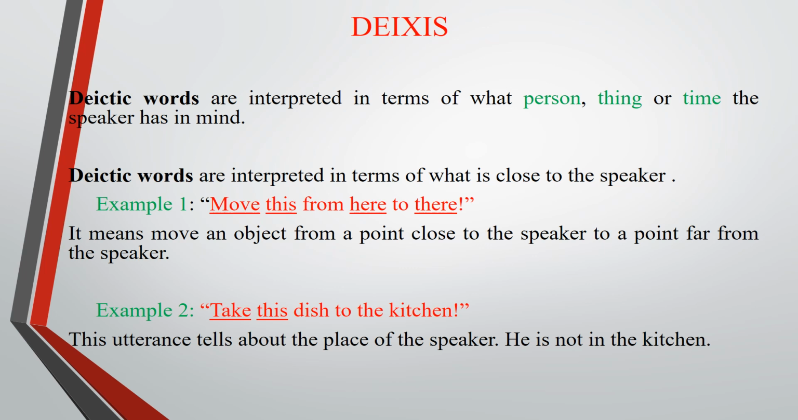For example, if someone says, move this from here to there, it means move an object from a point that is close to the speaker to a point that is far from the speaker. And if someone says, take this dish to the kitchen, the deictic expression entails that the speaker is not in the kitchen and he wants the listener to take that dish to the kitchen.